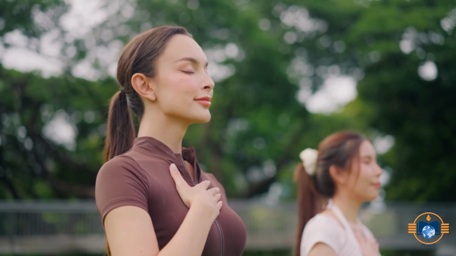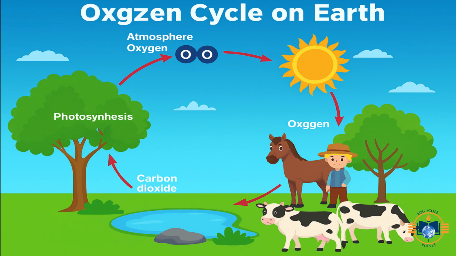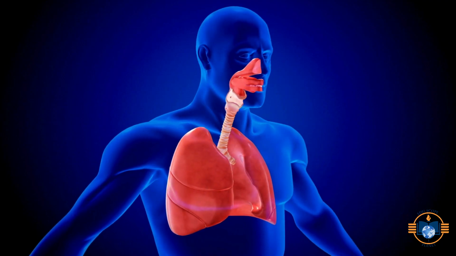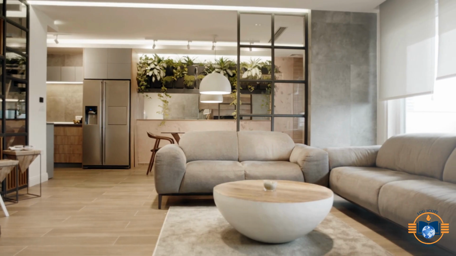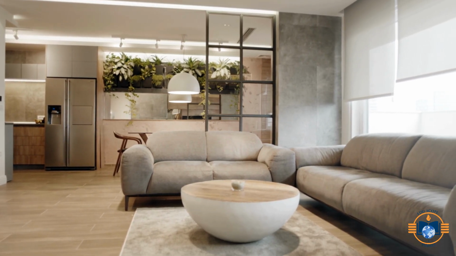Breathing. Living things breathe in oxygen and release carbon dioxide. Humans and animals have lungs or gills. Plants breathe through tiny pores on their leaves called stomata. Non-living things don't breathe. No air goes in or out of a rock or a chair.